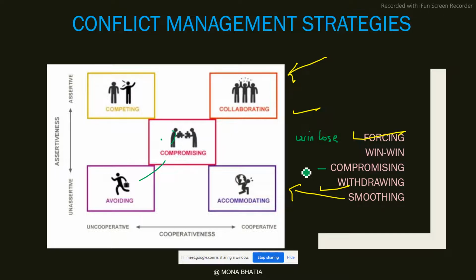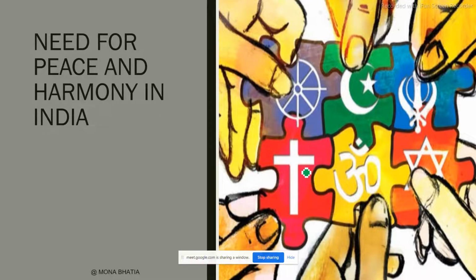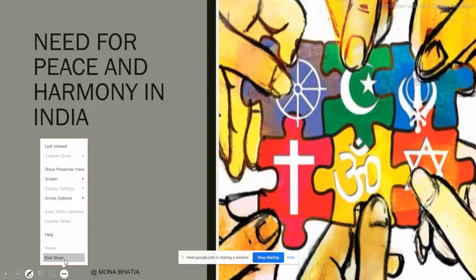So let's now move on to the last topic of this chapter, which is the need for peace and harmony in India. On this topic we can have a discussion, all of you can. I have not prepared anything special for this lecture, because this is such a topical issue. So let's have a class session where everybody can put forth their point of view.